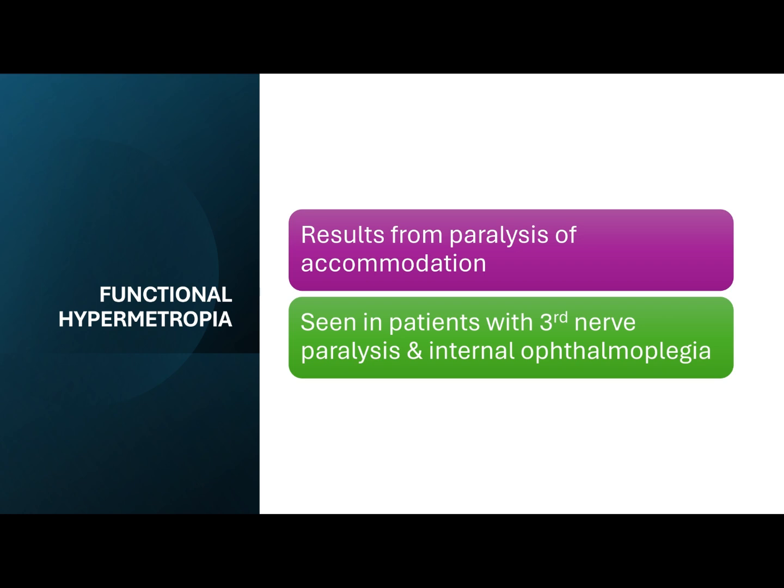Now let's see what is functional hypermetropia. Sometimes all the structural parts of the eye will be normal, but there is paralysis of accommodation. We have to understand that accommodation plays an important part in converging the light rays onto the retina. So the paralysis of accommodation, which happens because of nerve palsies, third nerve palsy or internal ophthalmoplegia, can cause hypermetropia, and such a type of hypermetropia is known as functional hypermetropia.